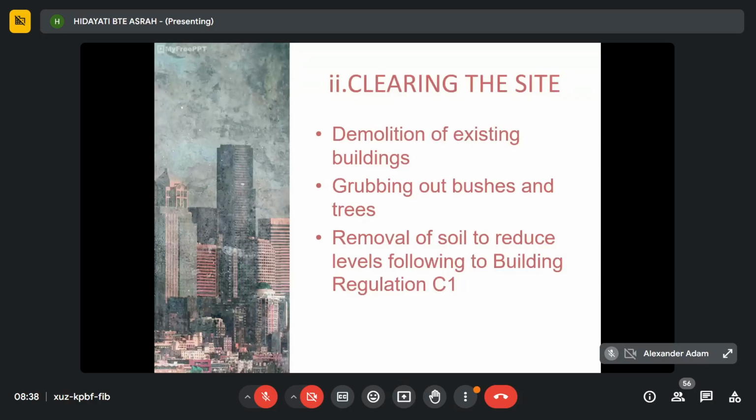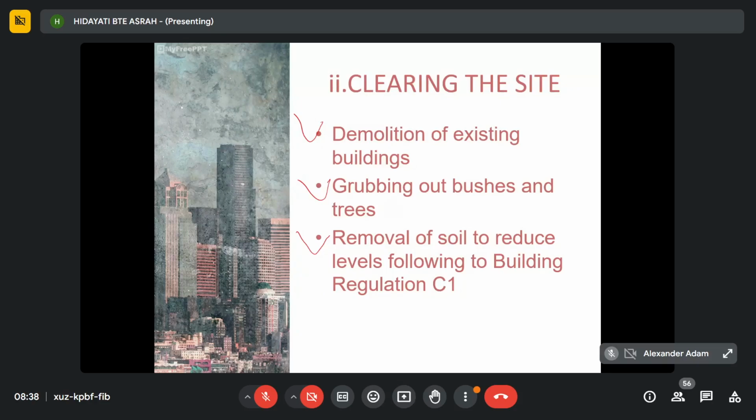In clearing the site, this may involve demolition of existing buildings. Usually demolition of an existing building is done by an experienced contractor. Also grubbing out bushes and trees, which you can do manually or with machinery. For large trees, usually we ask a specialist to cut and remove them. And also removal of soil to reduce level. Sometimes you need to remove the level of the original soil.